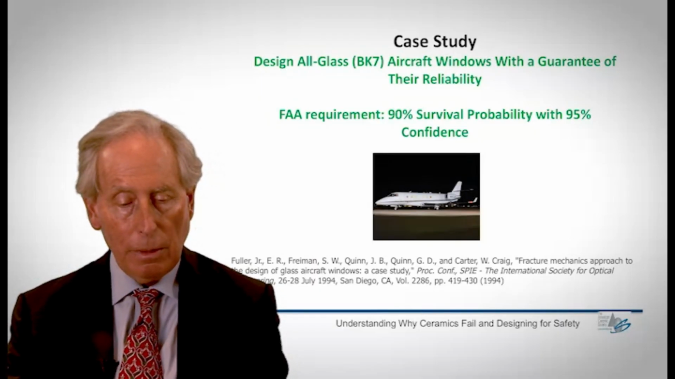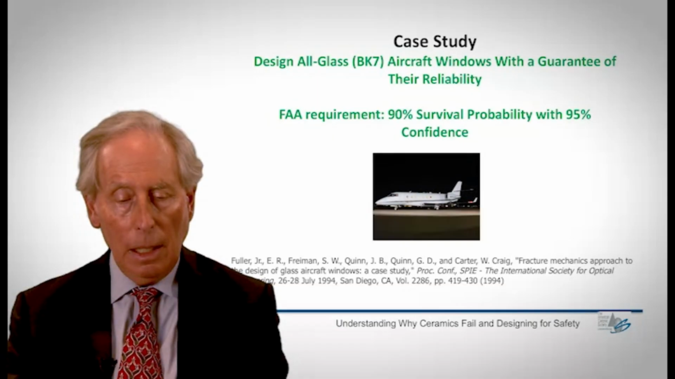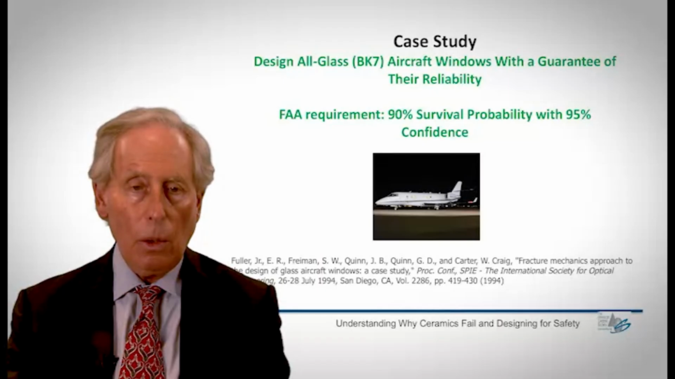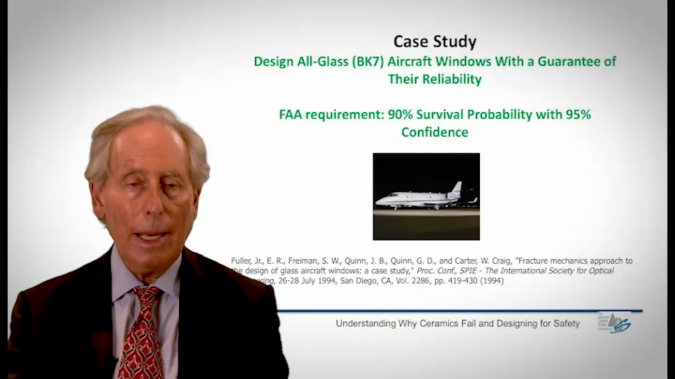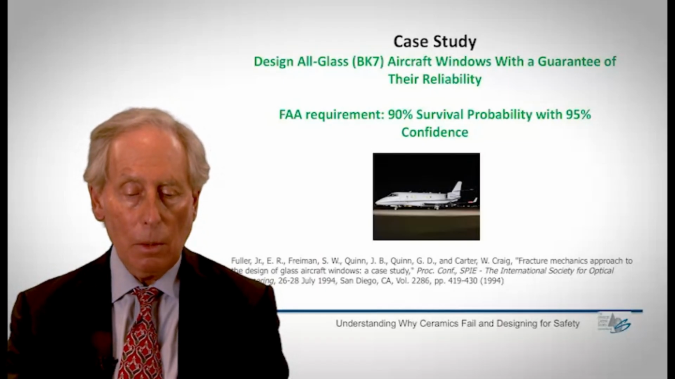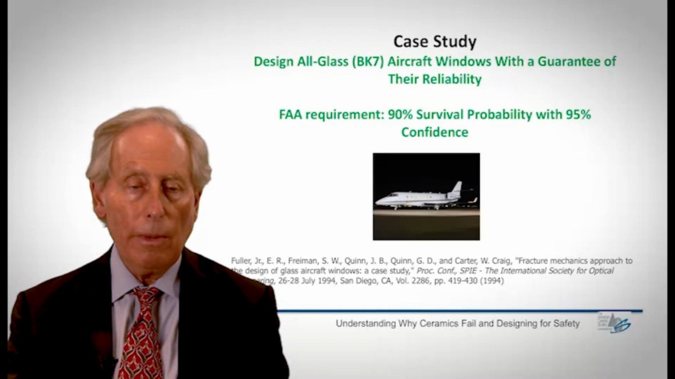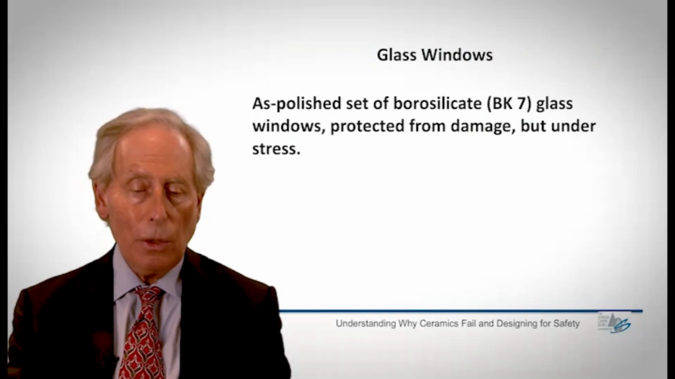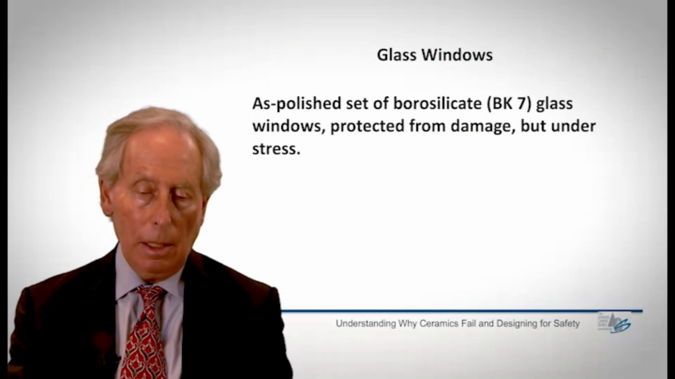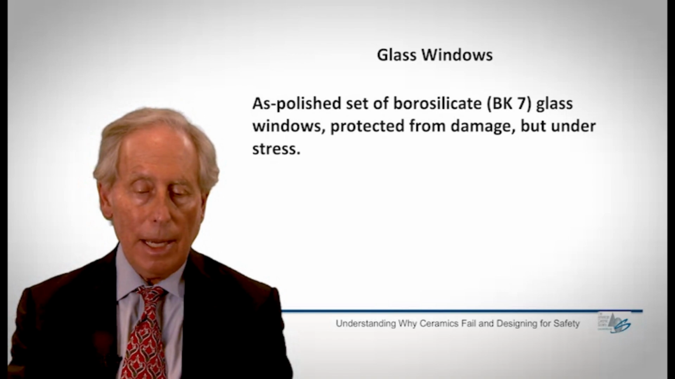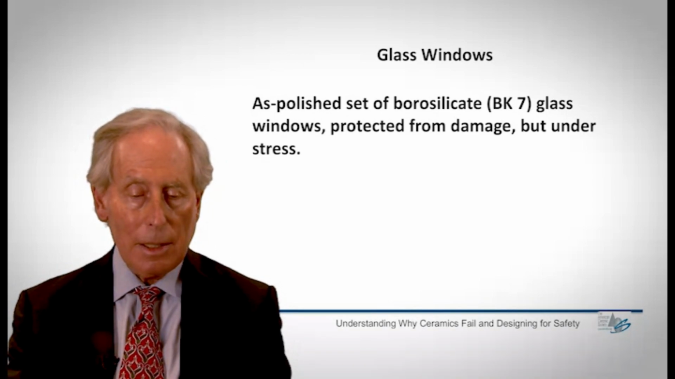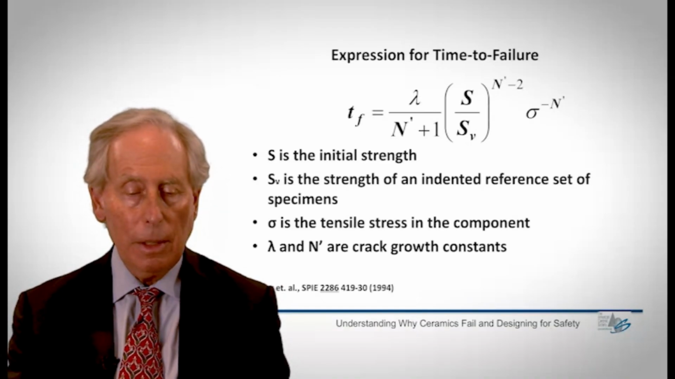This is a picture of what that aircraft looked like. So we actually went through this procedure in order to calculate for them what the likelihood of the time to failure was. In other words, how long would such a window survive under the conditions in which they gave us. So the glass windows were as polished. They had to be optically transparent, BK7 glass. They were protected from damage, but they were under stress, so that we were not going to see further damage after the windows were manufactured.